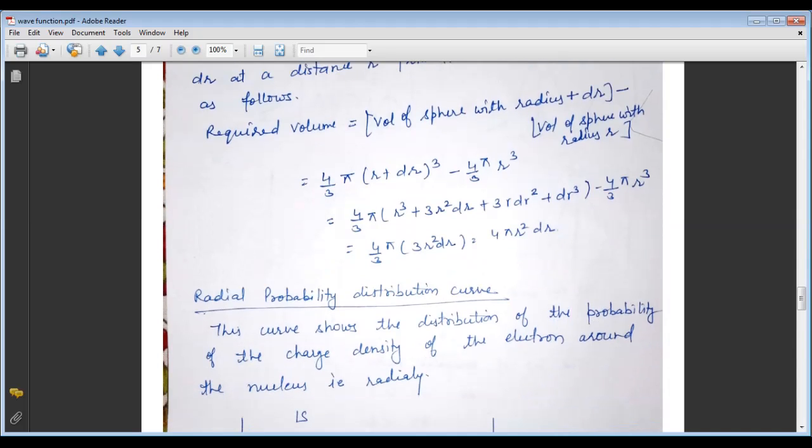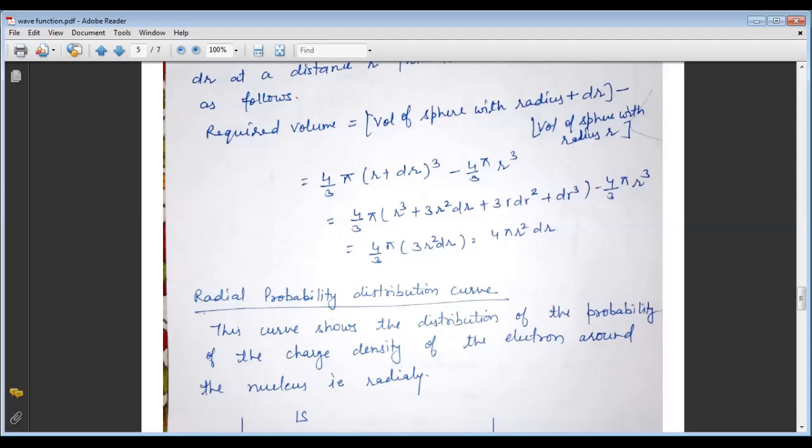Required volume is equal to the volume of a sphere with radius r plus thickness dr, minus the volume of a sphere with radius r. The volume of a sphere with radius r plus dr is 4/3 π (r + dr)³, minus the volume of a sphere with radius r, that is 4/3 π r³. After solving, we find 4π r² dr.